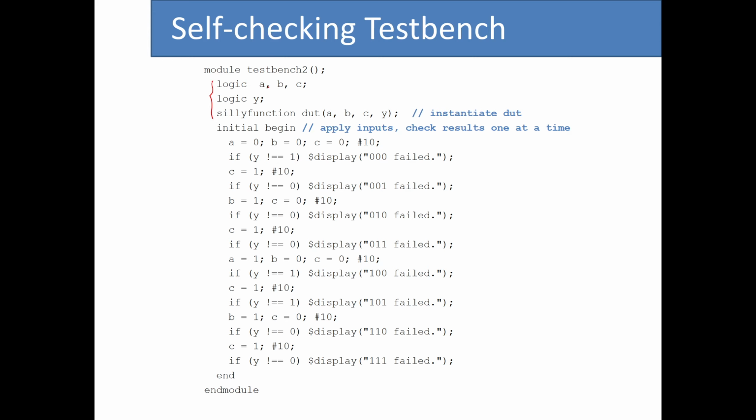Basically we have the internal variables a, b, c, the internal variable y, and also the instance of the silly function with inputs a, b, c and the output y. But this time what we want to do is check whether the values are correct or not. If you see from the function, y was b bar, c bar plus a b bar.